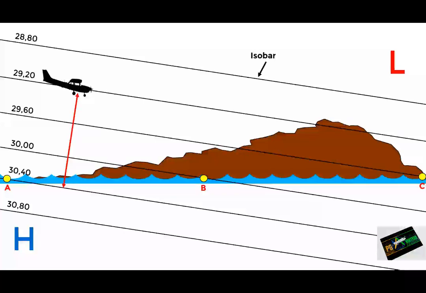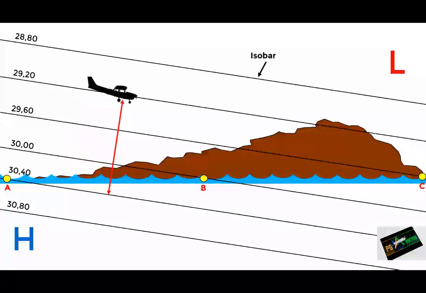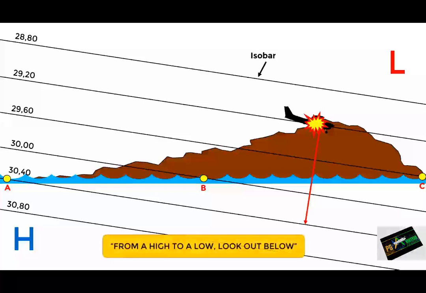However, if the pilot does not update the QNH in a long time while flying to the low-pressure area, the aircraft will be gradually descending. This happens because the aircraft is no longer using the correct QNH, which can lead to reduced terrain separation or even a crash. This situation is colloquially expressed in the phrase, "From high to low, look out below."